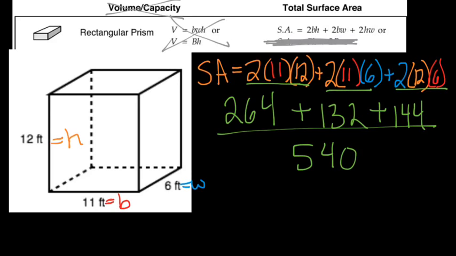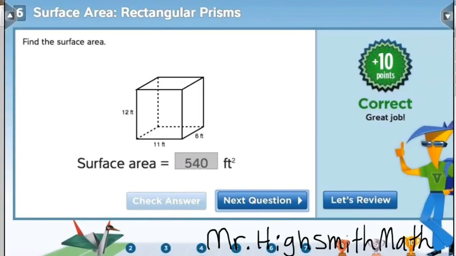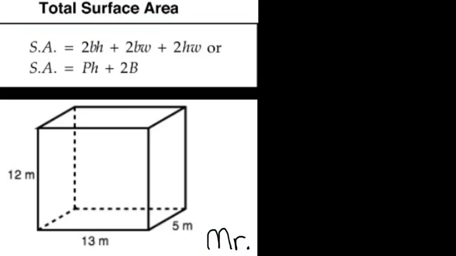Alright, and then let's see if that's right. So it was correct because it says correct. And then we're going to go to the next question. Alright, so here's a new problem. And let's try to get this a little quicker. So the shortcut's going to be, obviously you have to label what's the height, what's the base, and what's the width.